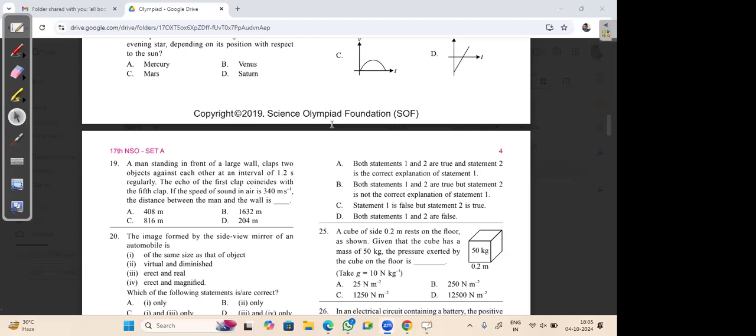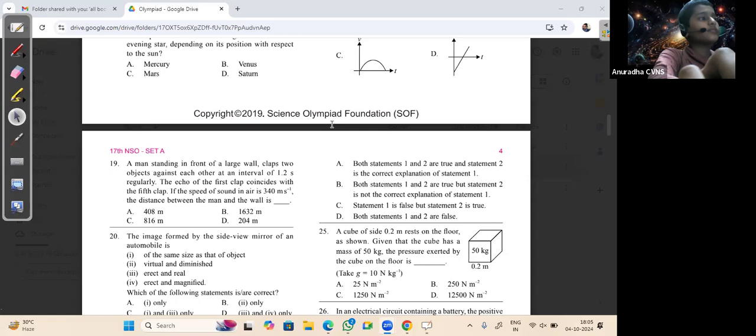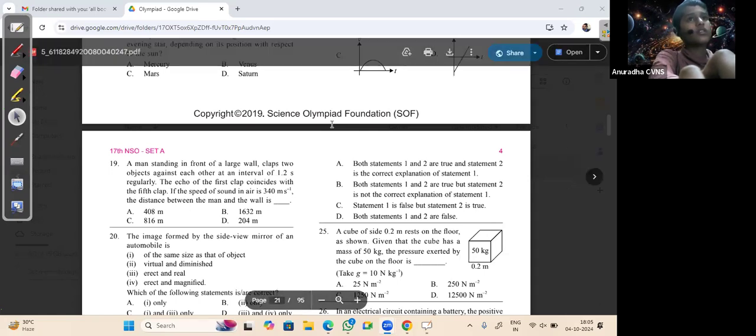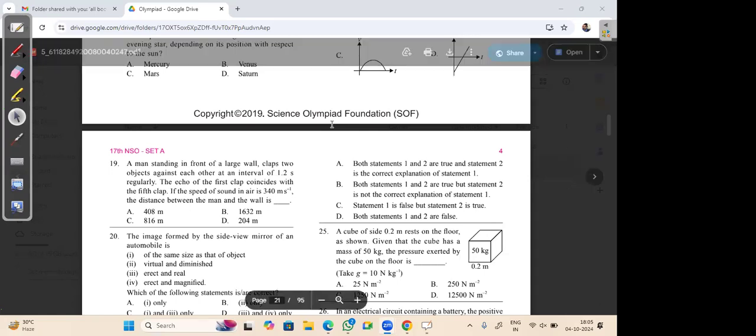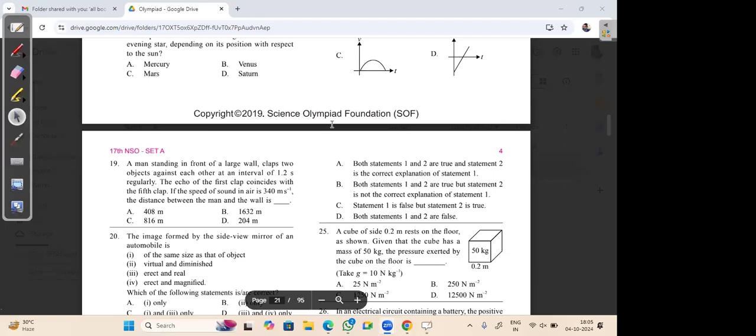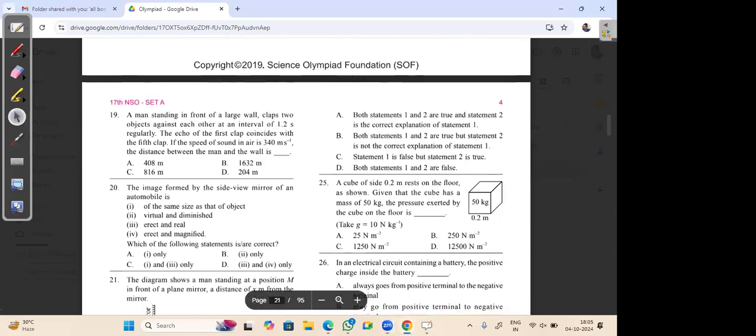A cube of side 0.2 meter rests on the floor as shown. Given that the cube has a mass of 50 kilogram, the pressure exerted by the cube on the floor is.